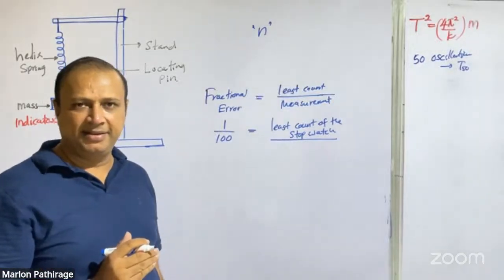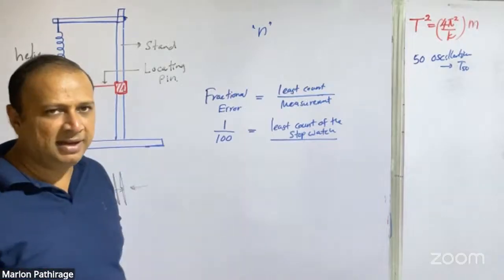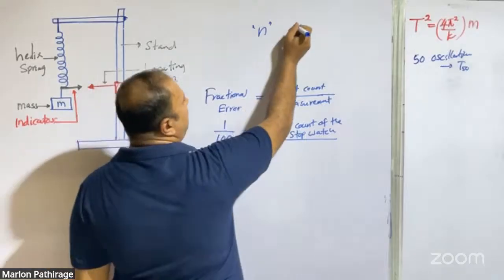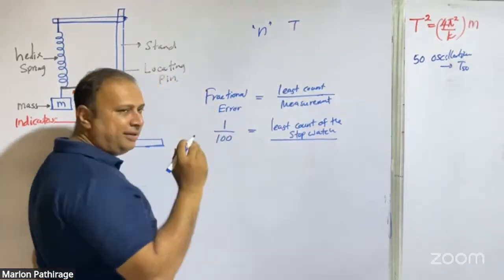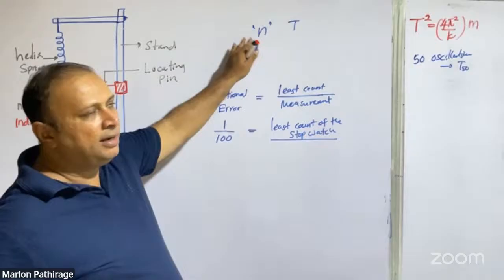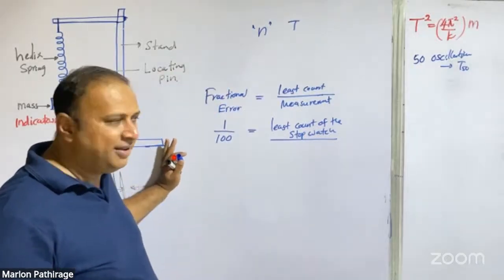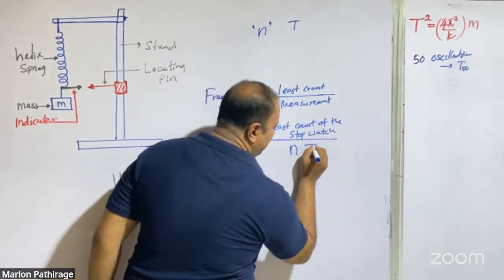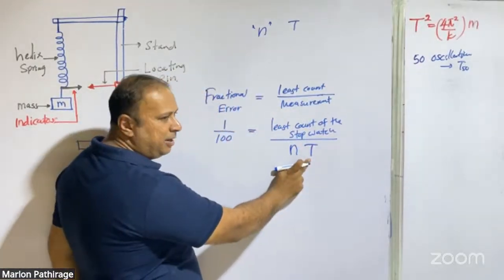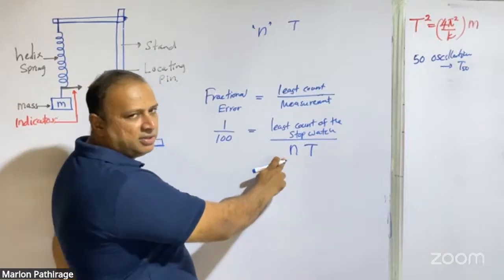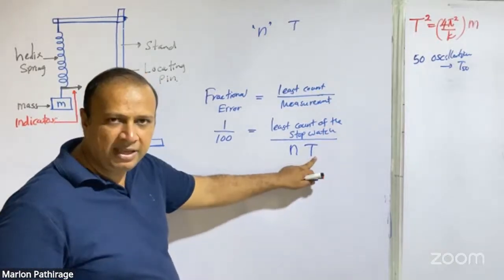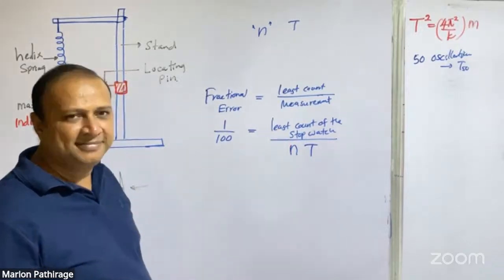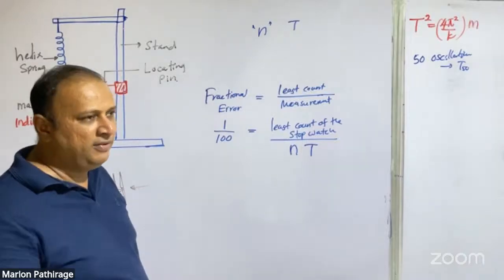Suppose time taken for one oscillation, that means the period, is capital T. The n number of oscillations we are going to measure, therefore our total measurement should be n times T. T means time taken for one oscillation, n is the number of oscillations. So this is the least count. Normally we are given the least count. Therefore, we know this thing.